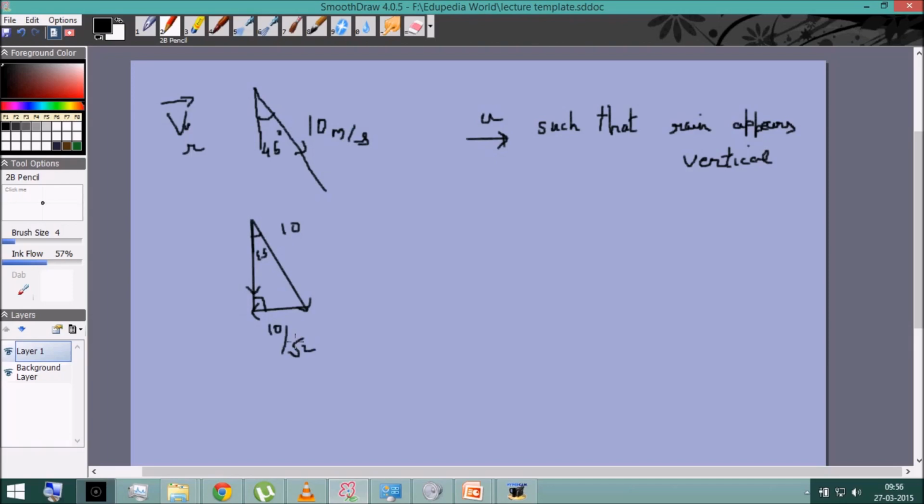Right. These are some examples of relative motion. In the next class, we'll start discussing the kinematics of circular motion. Thank you.